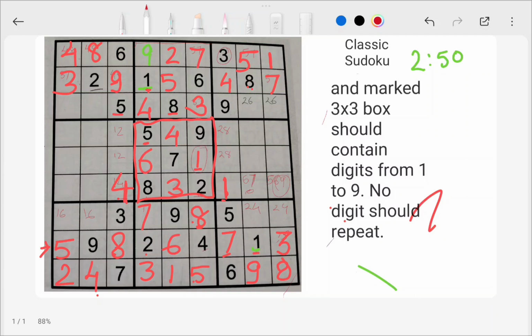If this is 1, we can eliminate 1 from here. No, this is 2, 1, 2, 8. It was so obvious. And now because of these two 8s, we can block these cells for 8, and because of this 8, simply we can block these cells. So this is 8 now.